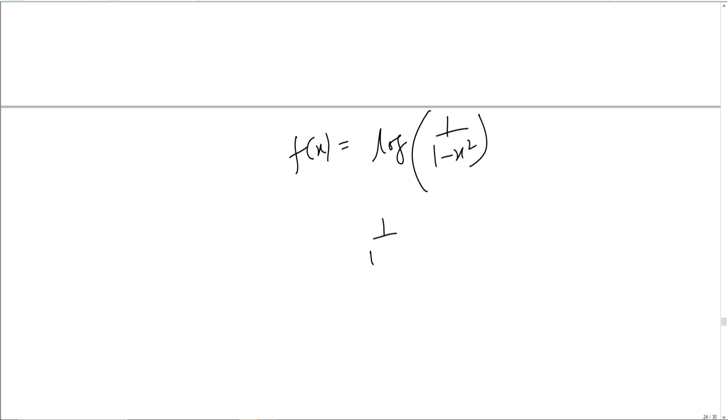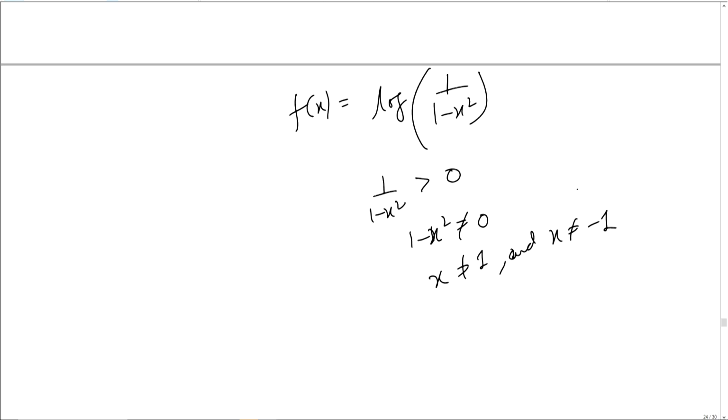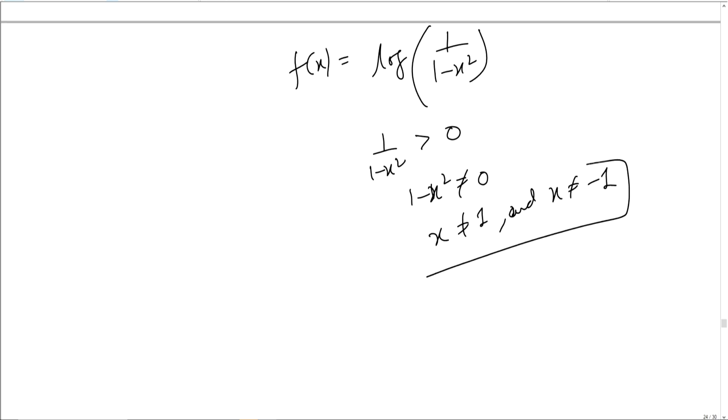To find the domain, we know 1 minus x square has to be greater than 0. Can this denominator be equal to 0? No. So, 1 minus x square can't be equal to 0, and that means x can't be equal to 1 and x can't be equal to minus 1. So, that is one constraint, and this entire thing has to be greater than 0. Now, 1 is already greater than 0. So, that is not the problem.